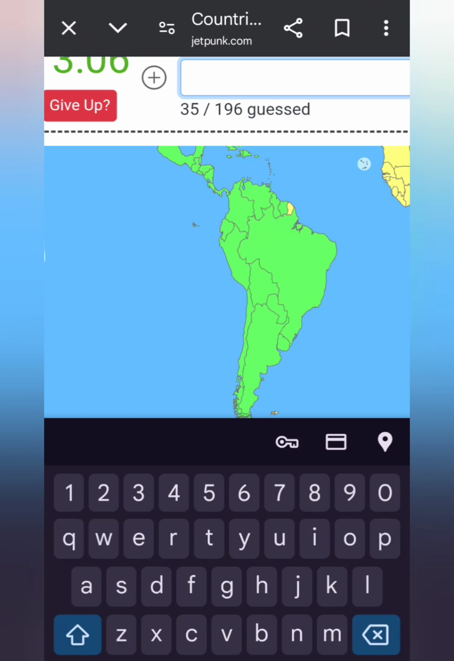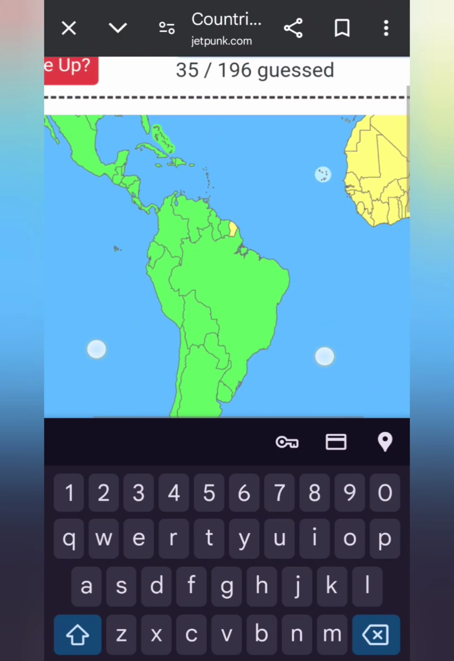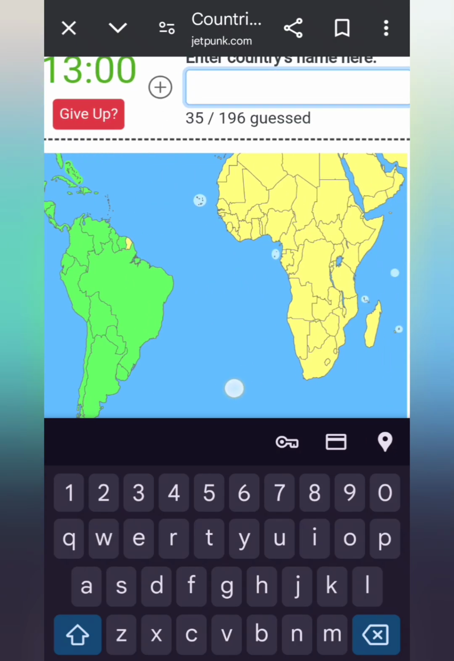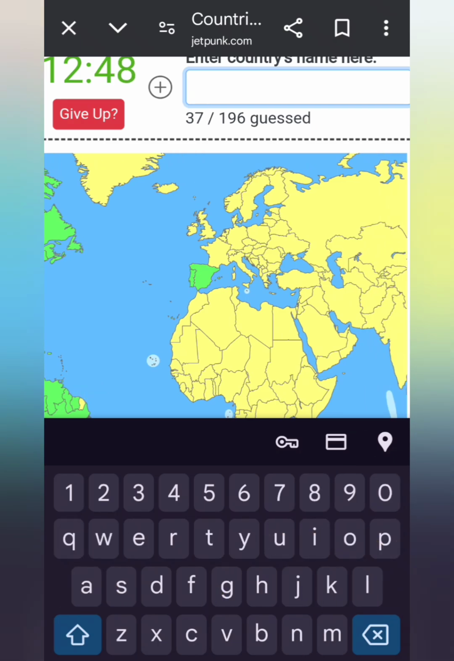So here we have completed South America. And the tiny yellow dot which you think is left, actually it is a French overseas territory. So when we write French, it will automatically get detected. Now shifting to Europe, we're gonna begin with Portugal. Next to Portugal, Spain. Spain's neighbor France. And between France and Spain, Andorra.